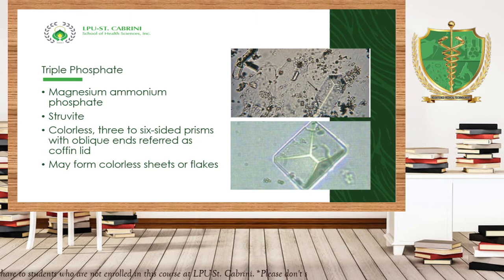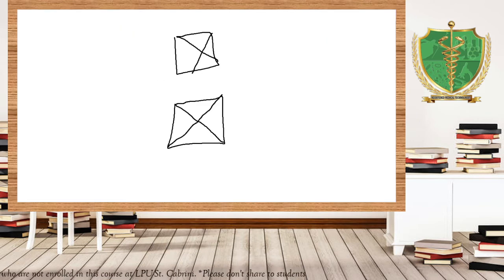Okay? Now, don't be confused between triple phosphate and calcium oxalate. This is triple phosphate. No? Don't be confused with this because sometimes, if you look at first glance, they look the same. But if you are going to observe it, there is a line, no, on the triple phosphate. That's why triple phosphate is sometimes called the coffin lid structure.